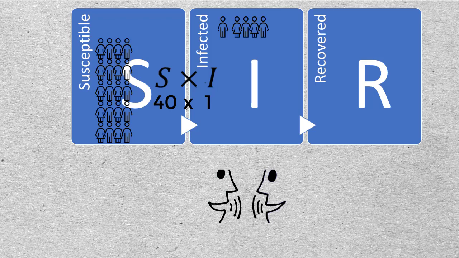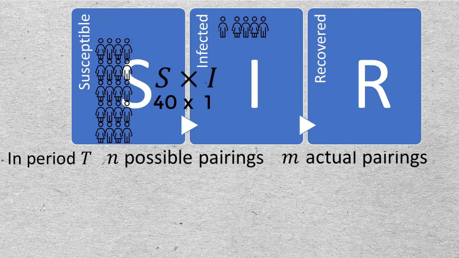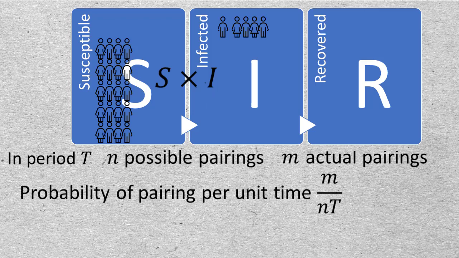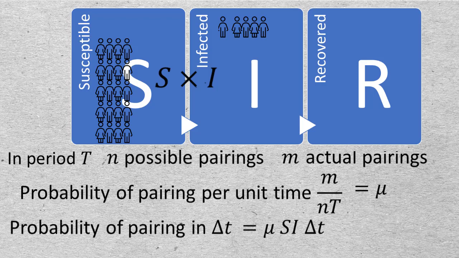Early in the pandemic, Dr. Fauci or some other epidemiologist might have observed that typically during a time period T, out of N possible pairings, M actual pairings took place. The fraction M over N T would be the probability of a pairing in a unit of time in any comparable environment. We can call that value the Greek letter mu. In our situation, therefore, the probability of pairing in interval delta t will be mu multiplied by S multiplied by I multiplied by delta t.